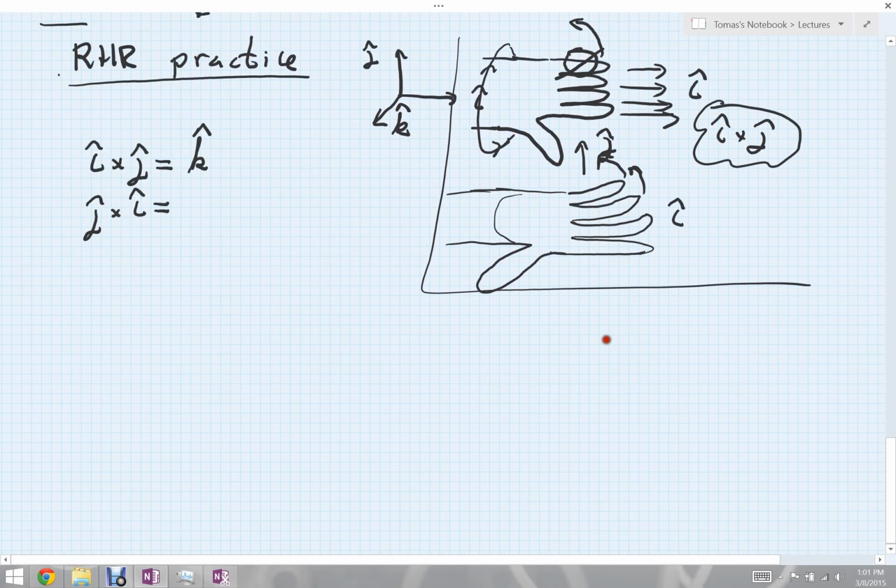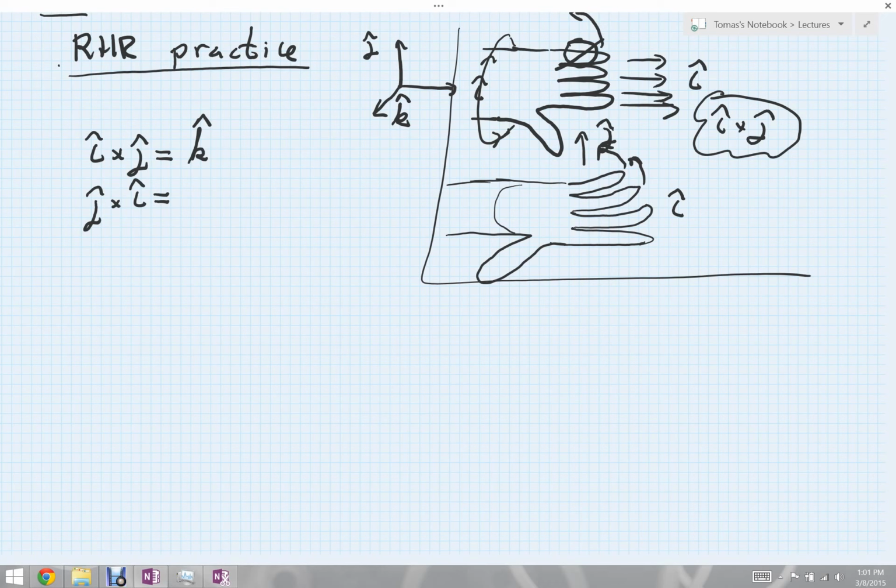Let's slide up a little bit and see if I can do this again. If I draw my hand again, now my fingers have to point along j hat. So I'll draw my 4 fingers, 3, 4, and maybe I'll have my hand like this.